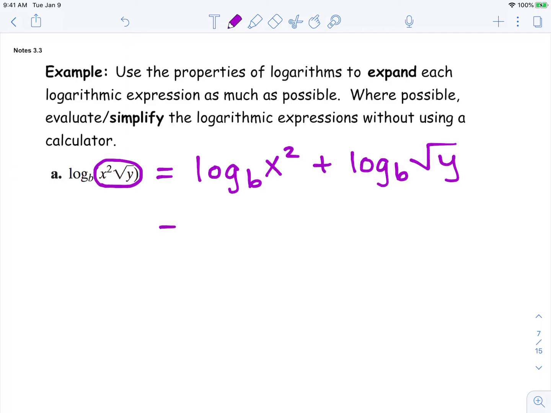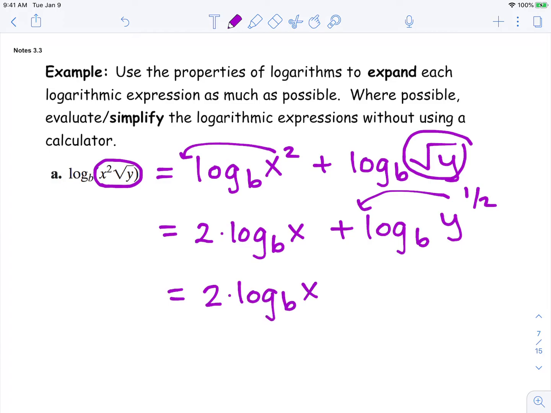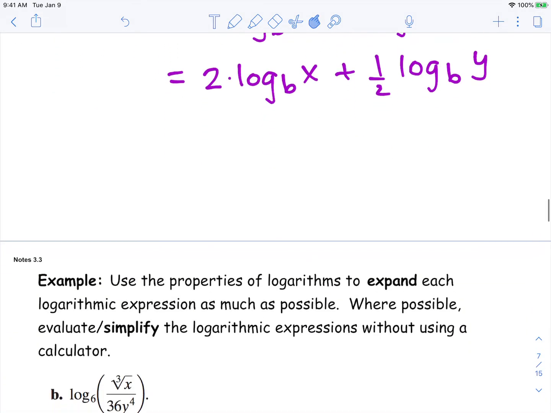Now we can use our power rule. We're going to bring that 2 down in front. Well, this is not a power yet. We're going to change that to a fractional exponent. So then we can bring that 1/2 down in front. And now it's expanded.